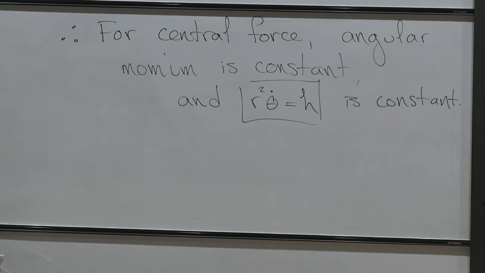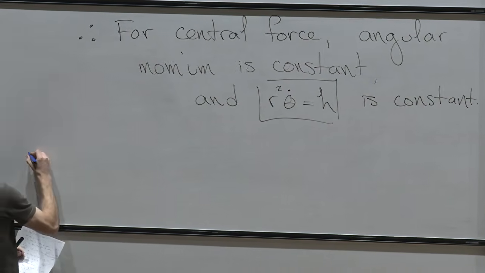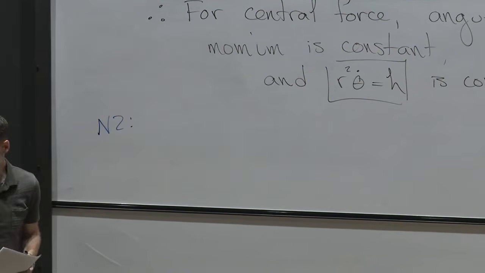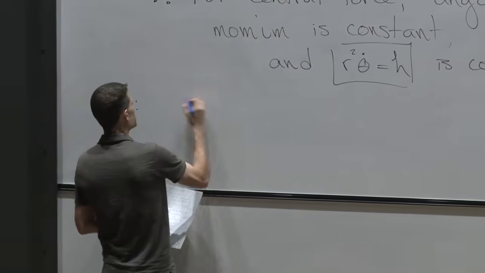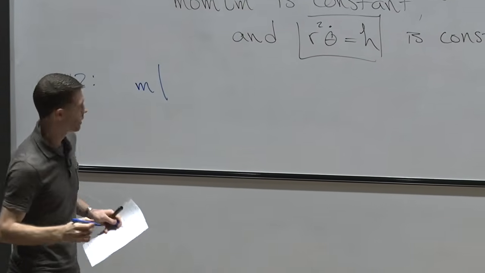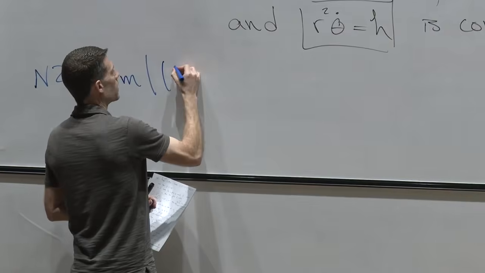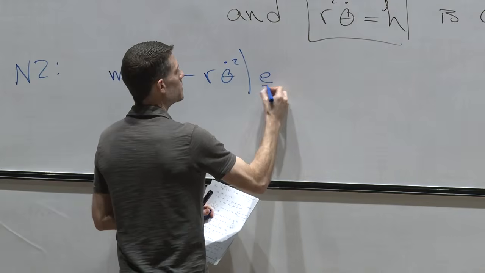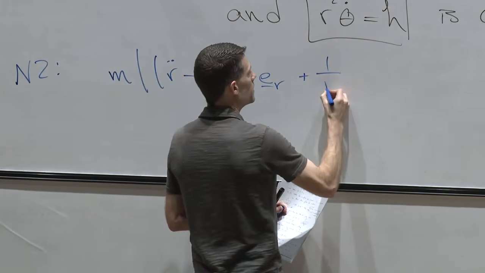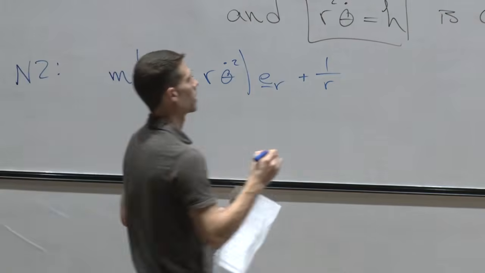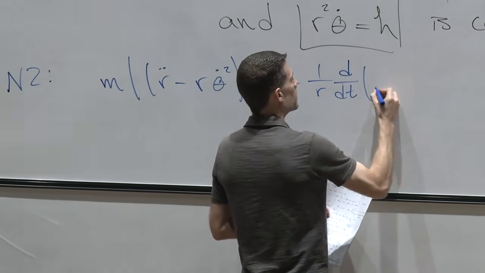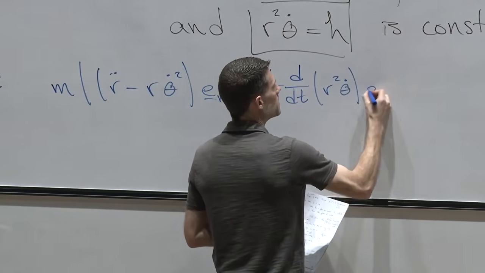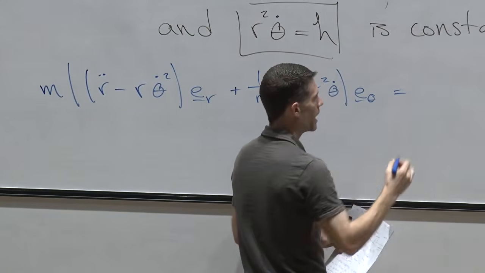Actually, we could have come to that conclusion via Newton, via a different route. If you go back and write down Newton's second law in this polar coordinate system, I get m r dot dot, and r dot dot had r double dot minus r theta dot squared e_r plus, as we said, the nice way to write that is with the 1 over r d/dt of r squared theta dot e_theta equals F.